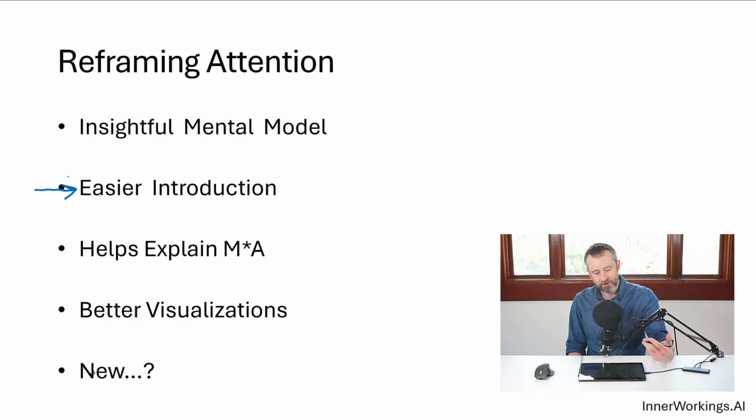And I think it fairly naturally explains some of the different varieties of attention we have: multi-head attention, multi-head latent attention, group query attention. And then I think there's an opportunity here too, and maybe these already exist, but we can create some better fun visualizations for what's going on in attention beyond just the ones we have today.